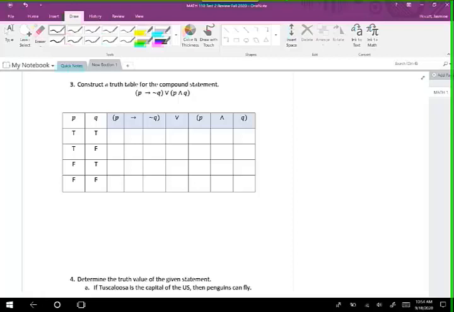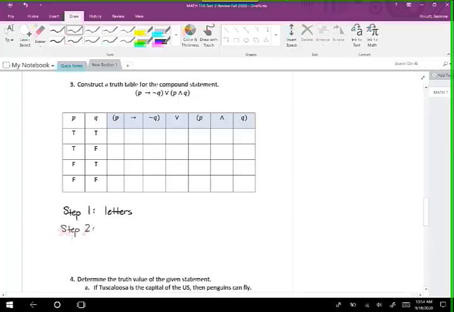First of all, the first step is kind of the gimme step. Step one is going to be to fill in the letters. So fill in P, Q, not P, and not Q. And that one, you're just basically copying down what they already have given you. So this part of the truth table should be the easy part.